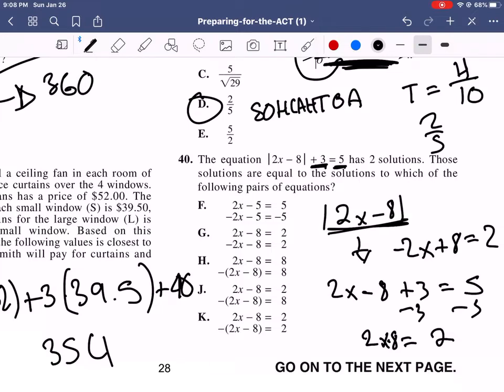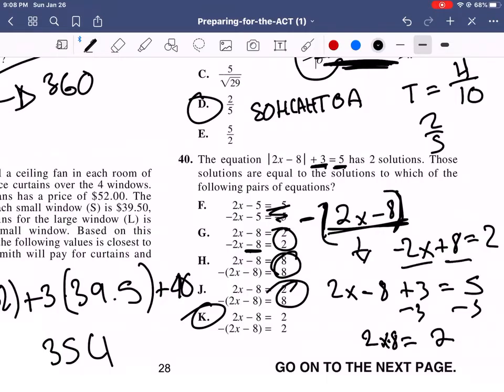Which one matches that? This one doesn't equal 2. This one does equal 2. But this one is not positive. This one does not equal 2. This one equals 2, so it's K. It's basically turning this into a parentheses and putting a negative. That's why you turn this one into a negative and this one into a positive. It's K.